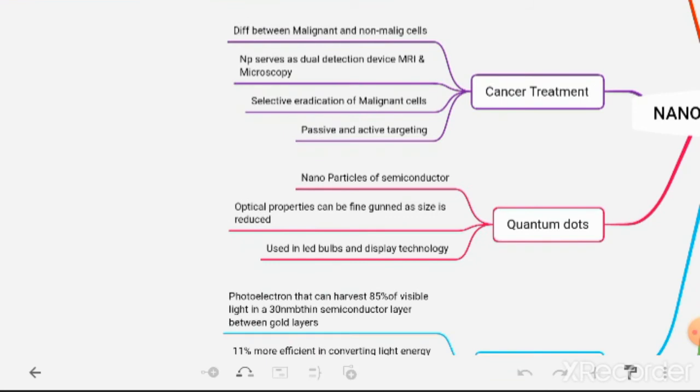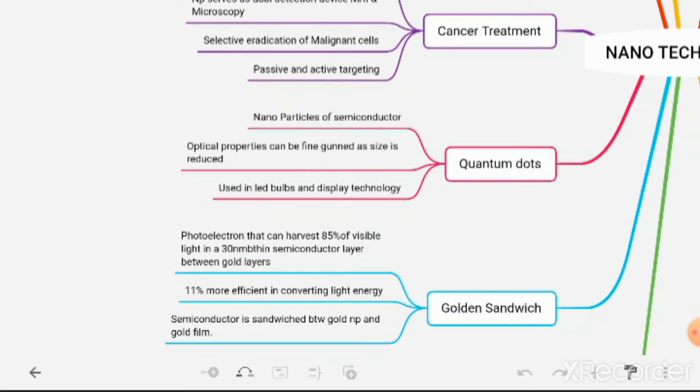Now the next thing is, what are quantum dots? Quantum dots are nanoparticles of semiconductors, very small in size. If we take a semiconductor and reduce the size to 10 to the power minus 3, it's called a quantum dot. Its optical properties are fine, and it is mostly used in LED bulbs and display technology these days.